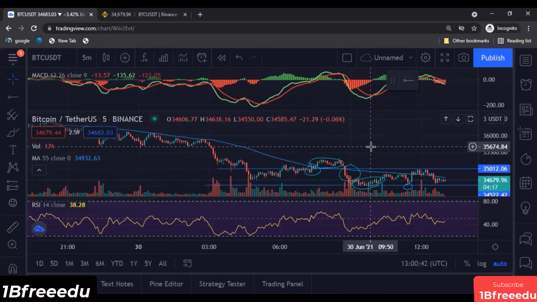What I would recommend is that if you have, for example, $1,000 as your budget, you could use some for scalping and some for swing trading. For example, you could use $400 for scalping, and the rest, $600, for swing trading.